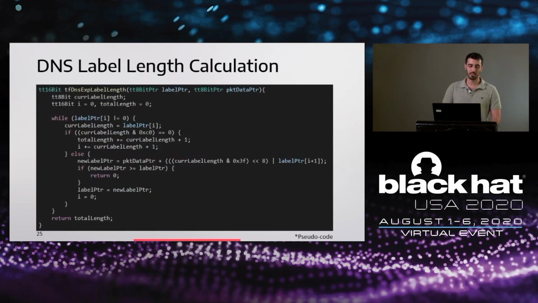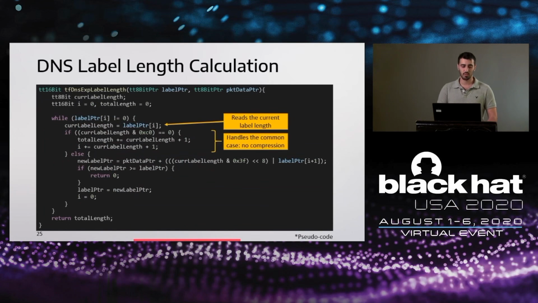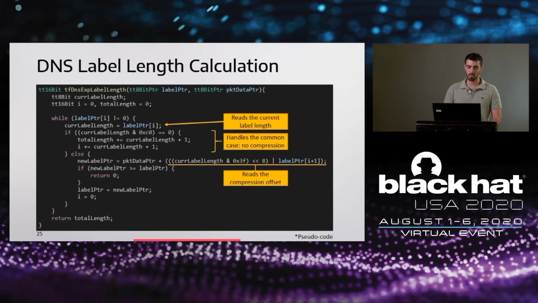So this motivates us to look further into expand label length. This is pseudocode for expand label length. What this function is basically doing is summing up all the length bytes while honoring compression. In more detail, it reads the current label length. It then checks to see if there is compression or not. If there is no compression, which is the common case, it adds the current label length plus 1 to the total length variable, which is later returned from this function, and advances the input head. If there is compression, it reads the compression offset, computes a new label pointer based on that offset, and then checks that the new label PTR points before the initial label pointer. This means we can only jump backwards and we cannot jump forward. This will come up later. And the length calculation continues from the new label pointer.